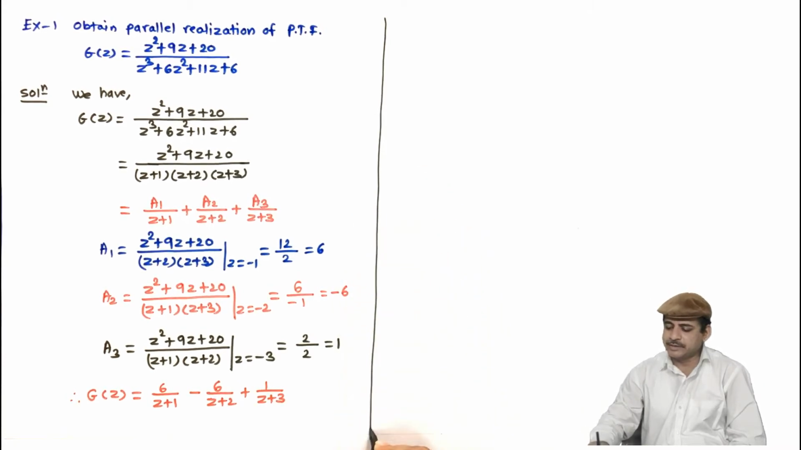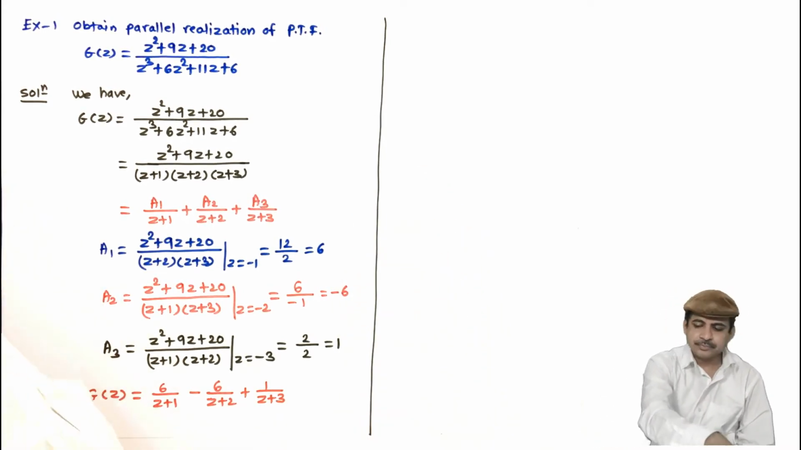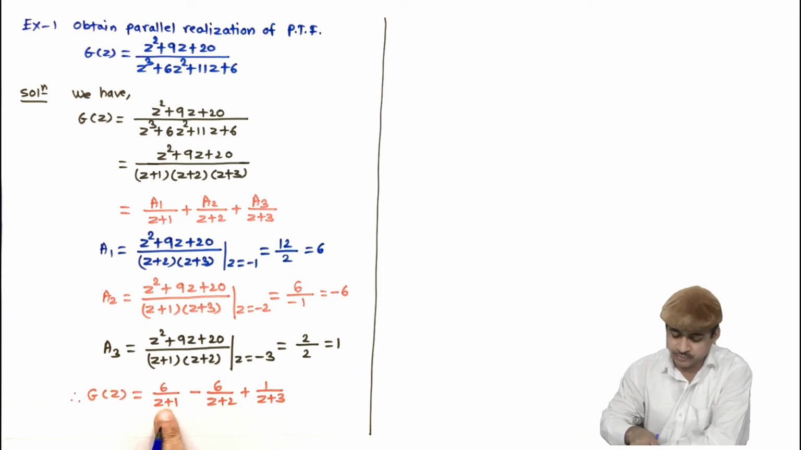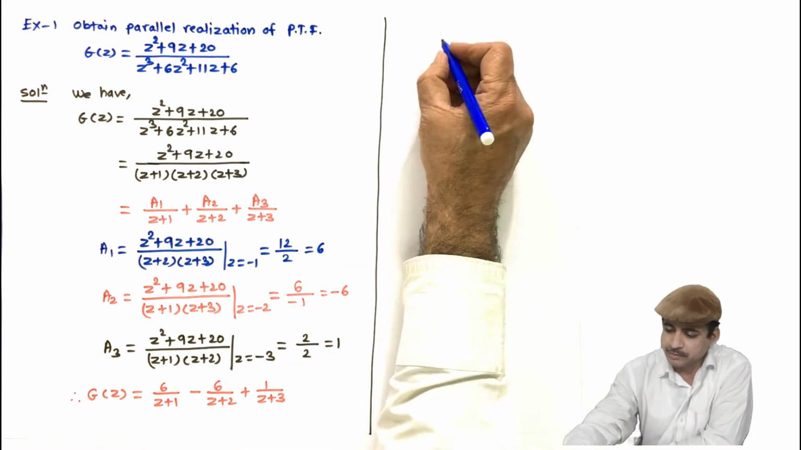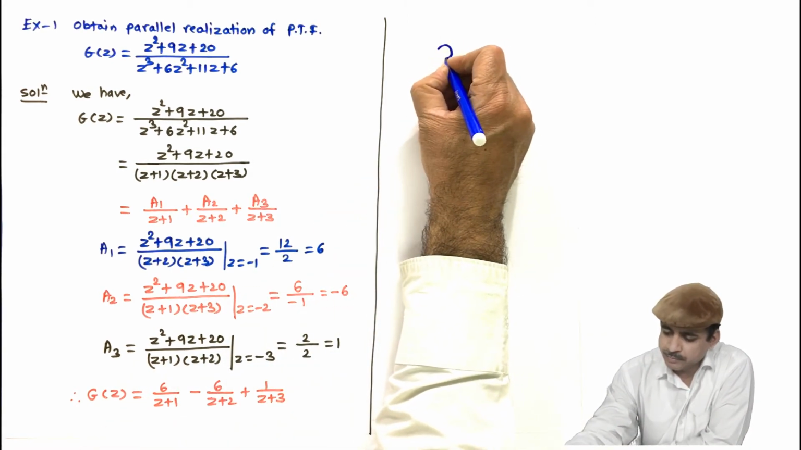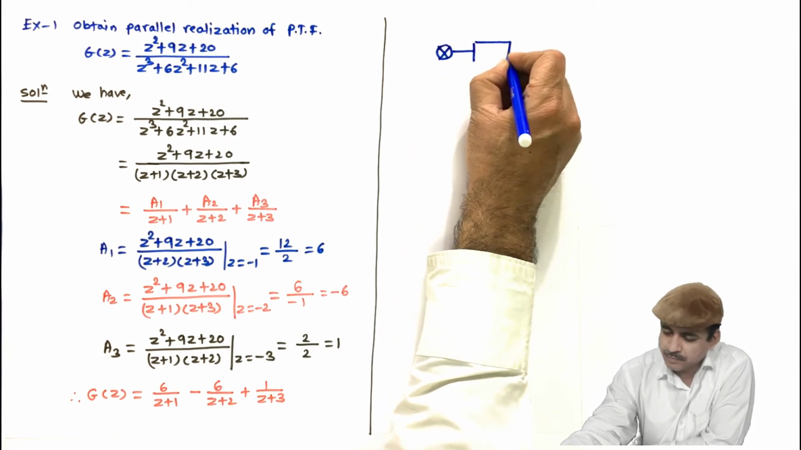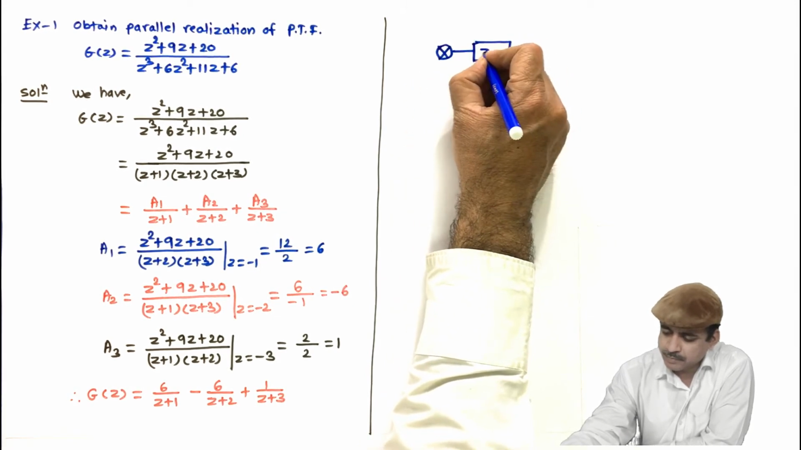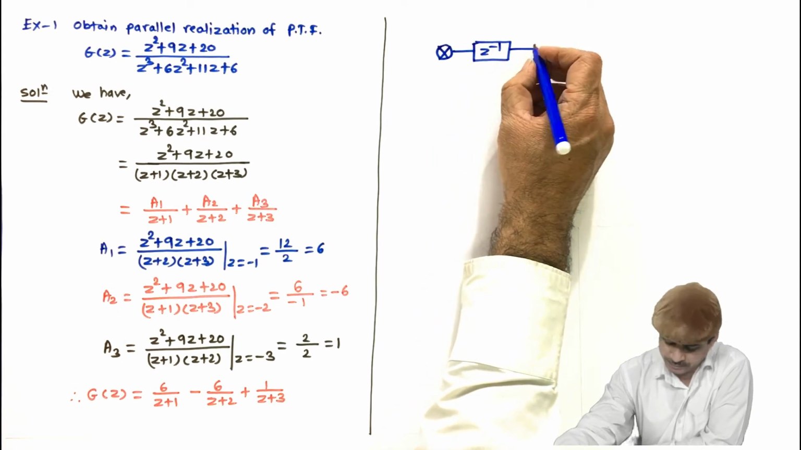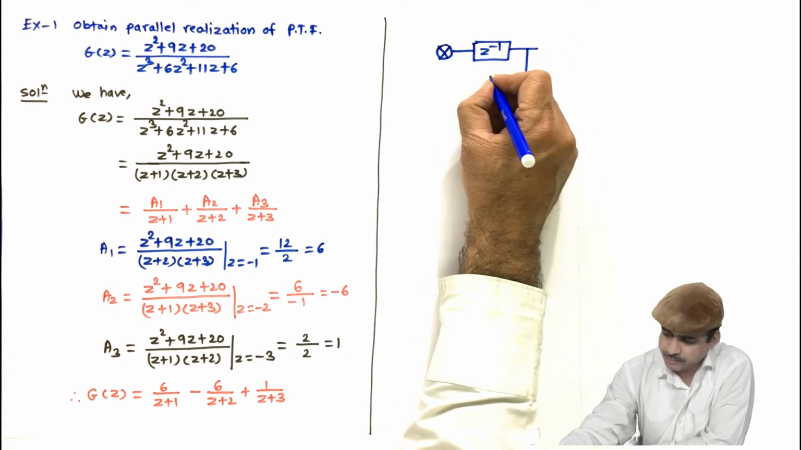Now we have to realize this. So in the realization, first you have to realize the first one. Z raised to minus 1. This will be 1.